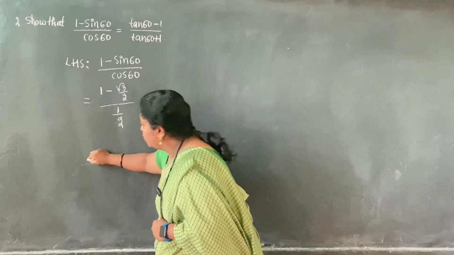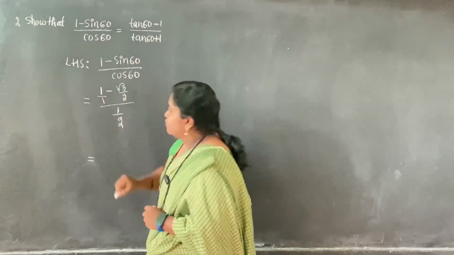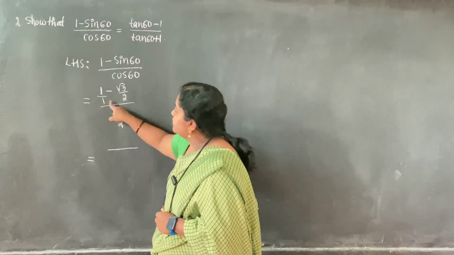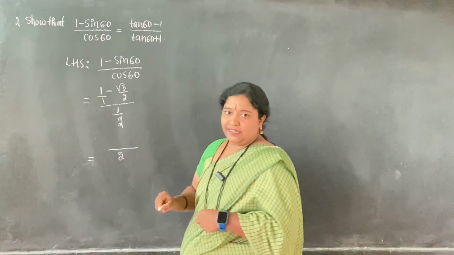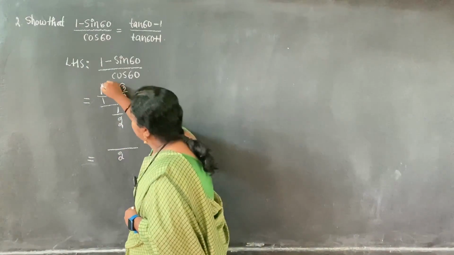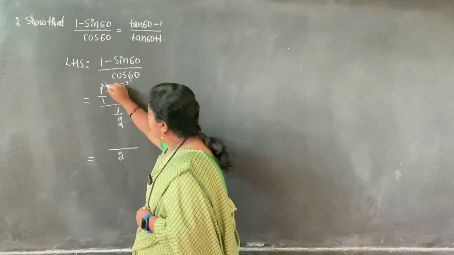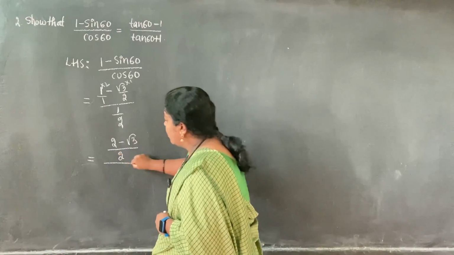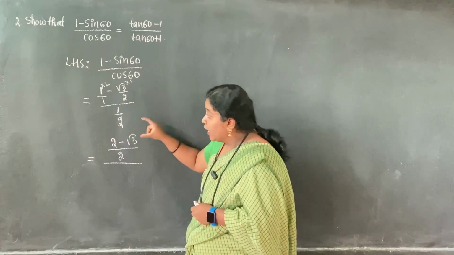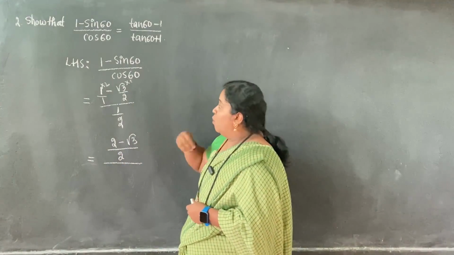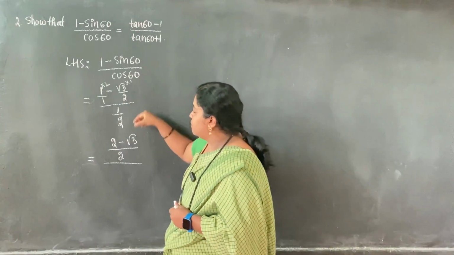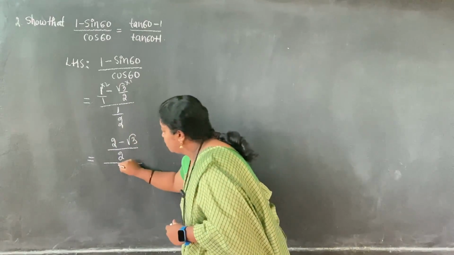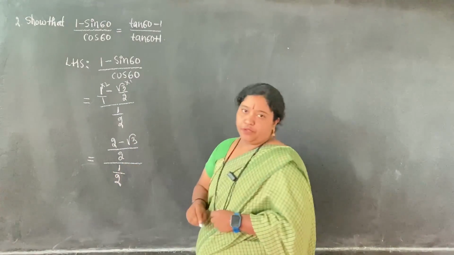We'll simplify the numerator. Can I write it as 1 by 1? So simplify the numerator first. What is the LCM of the numerator, dears? 2 is the LCM. 1 2s are 2, 2 1s are 2. So 1 2s are 2 minus root 3 1s are root 3, whole divided by, dears, please don't forget there is a denominator. Most of the time you just go on simplifying the numerator and forget the denominator. Don't do that. The denominator is also present, that is 1 by 2.